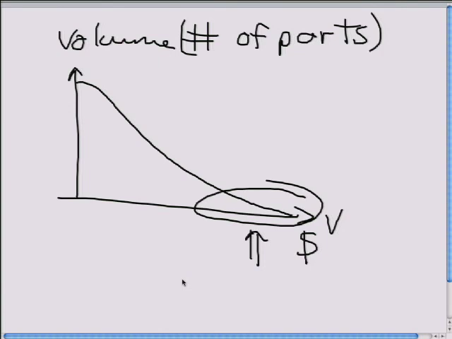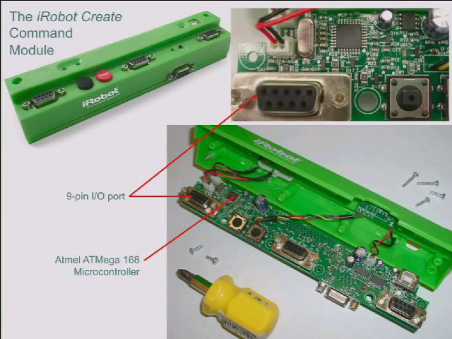So here's what the iRobot Create command module looks like. This is the microprocessor that is on that board. It's an 8-bit Atmel processor, an Atmega 168 microcontroller. Okay, there it is in real life. Notice that the connector, this connector for the serial port, is much bigger than the sum total of all the silicon on this. Okay, this is what the architecture of this thing looks like.